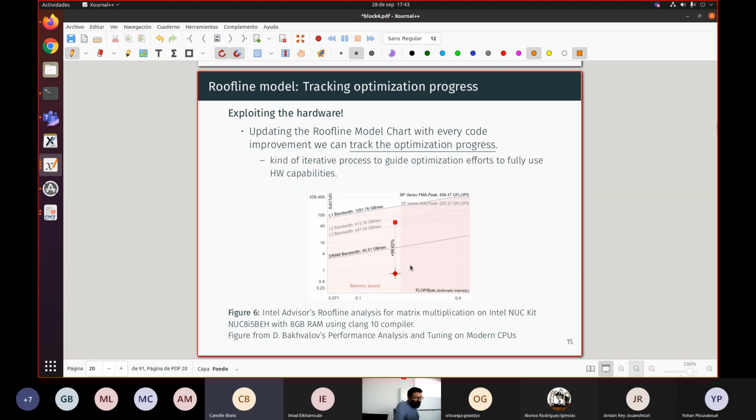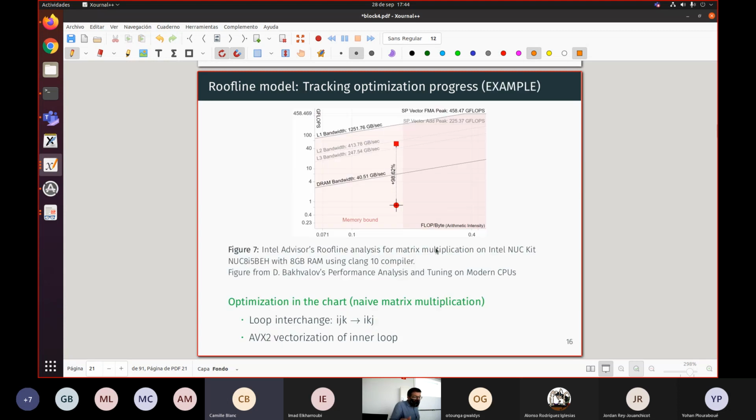For example, imagine you're here, and as you can see, we are memory bound because we are in this part. The compute bound region starts here more or less, and here we're memory bound. So we can improve here just, for example, using vectorization. But we are still bound by the memory access. So how to improve this?